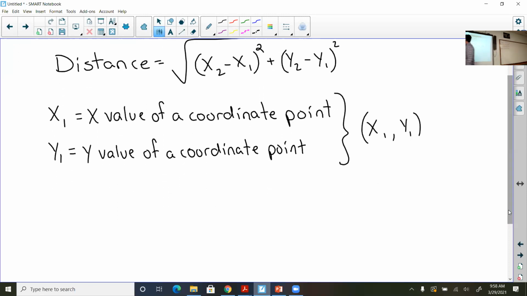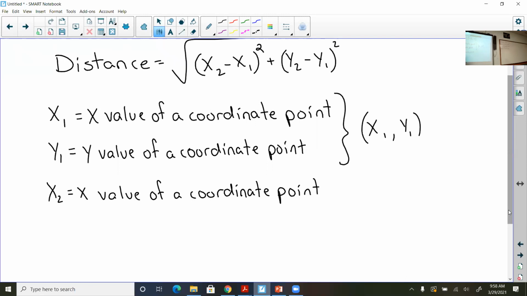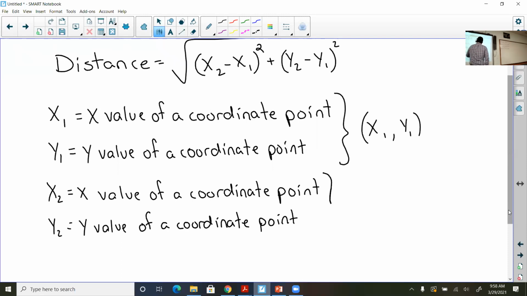And then I gave you the x sub 2, y sub 2. So the x sub 2 is going to be the same definition. It's the x value of a coordinate point. And y sub 2 is going to be the y value of a coordinate point. And together, they would form x sub 2, y sub 2.